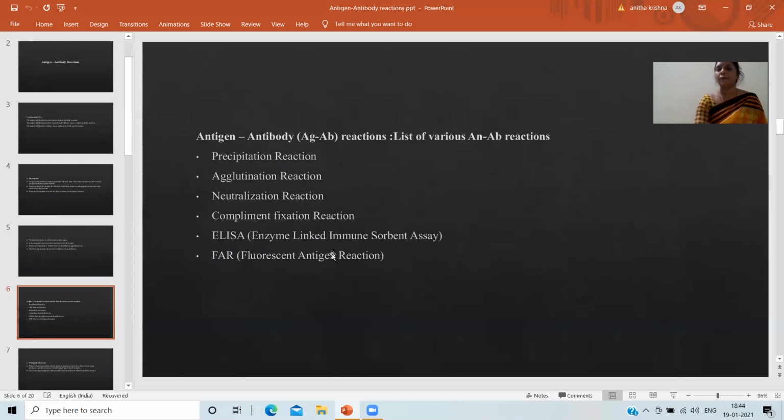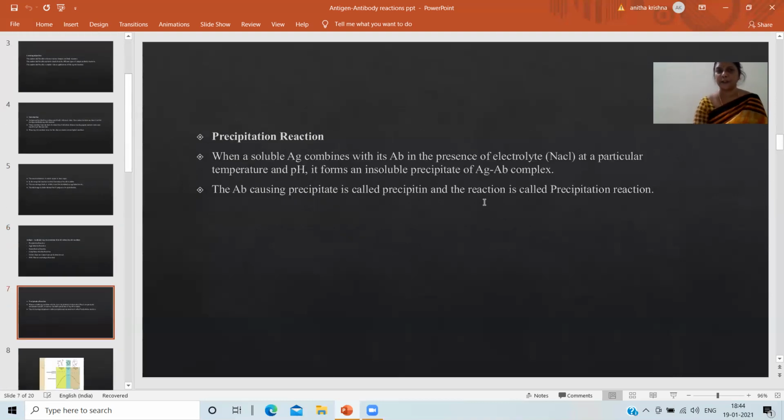So now talking about the various antigen antibody reactions. There are different types of antigen antibody reactions, and they are precipitation reaction, agglutination reaction, neutralization reaction, complement fixation reaction, ELISA, that is enzyme linked immunosorbent assay, and FAR, that is fluorescent antigen reaction. We are going to see one by one what these reactions are and how the antigen reacts with the antibody. Now talking about your first reaction, that is the precipitation reaction.